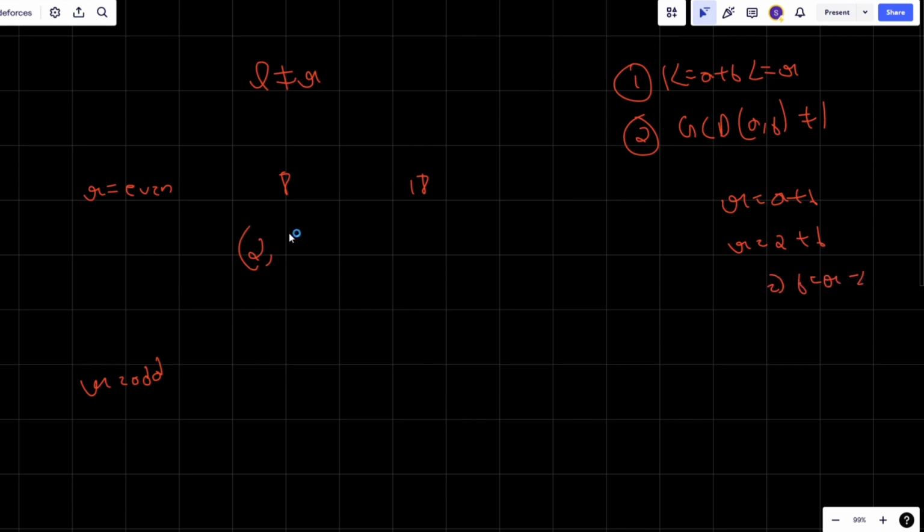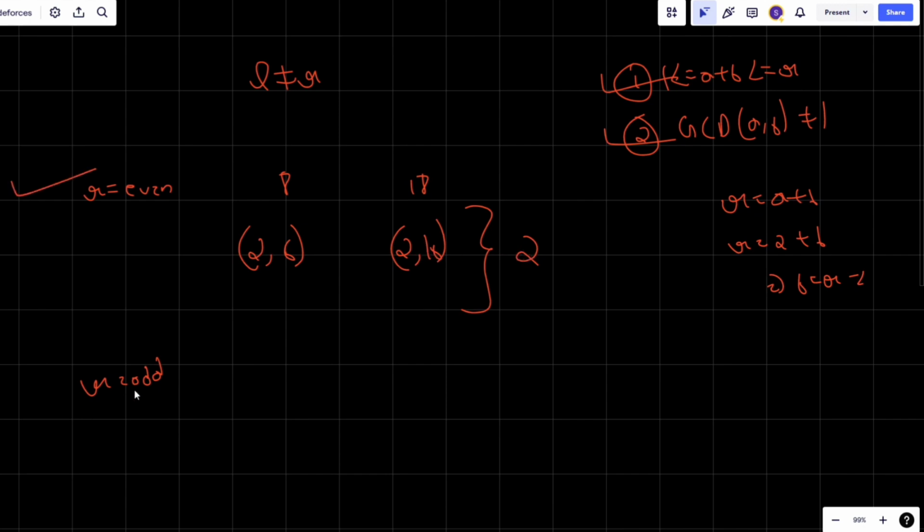So over here, what is R? R is 8, so the value will be 6. Again, as 18 is an even number, I'll take one number as 2 and the second number will be 18 minus 2, that is 16. Now both of these examples satisfy the first condition, and both also satisfy the second condition, because the GCD in both cases is 2. So now we are done with the even part.